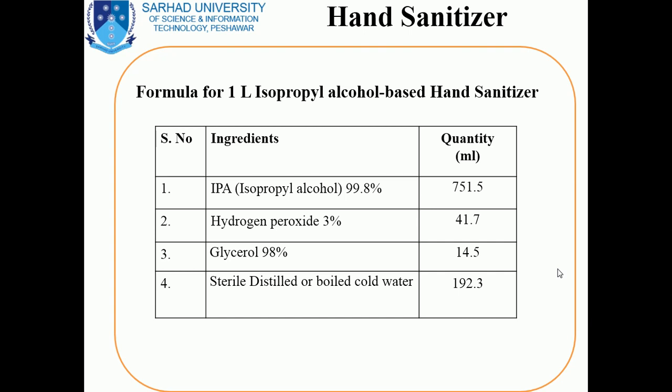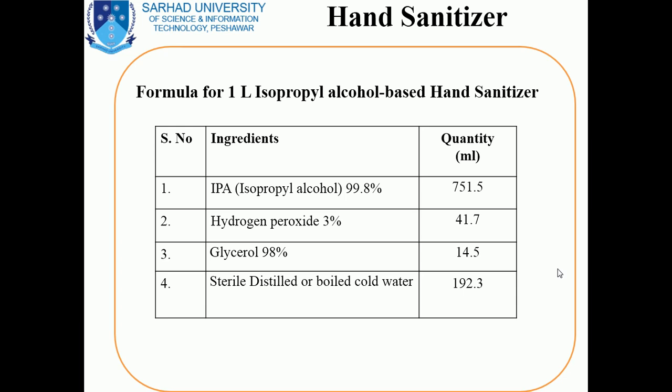There are two formulas. First one is formula for 1 liter isopropyl alcohol, that is IPA based hand sanitizer. To make 1000 ml, you can see in the table different ingredients. The first one is IPA, that is isopropyl alcohol, that is 99.8% pure, and hydrogen peroxide 30% purity, and glycerol is 98%. And the last one, that is sterile distilled or boiled cold water. And on the right side you can see the quantity in the ml or milliliter.